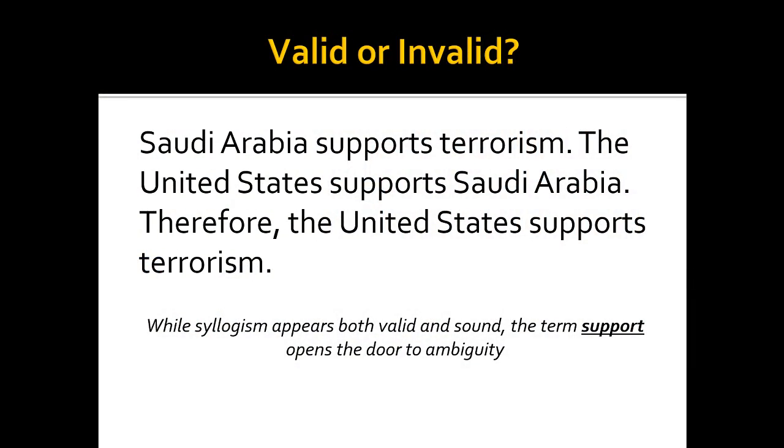So again here, we see that while this syllogism is both valid and sound, at least by first glance, the term support opens the door to ambiguity because we don't know what is meant by support. How does Saudi Arabia support terrorism? What do we mean by support? How does the United States support Saudi Arabia? Can we make that conclusion then that the U.S. supports terrorism? Okay, so it's a bit ambiguous.